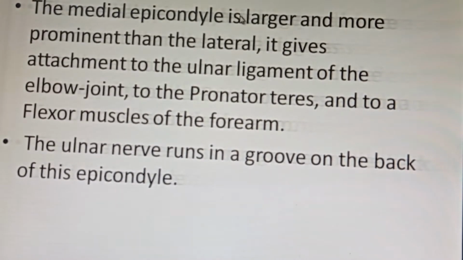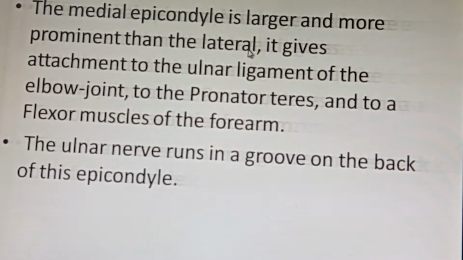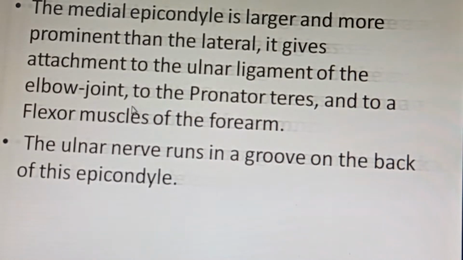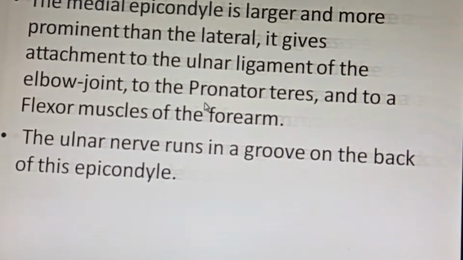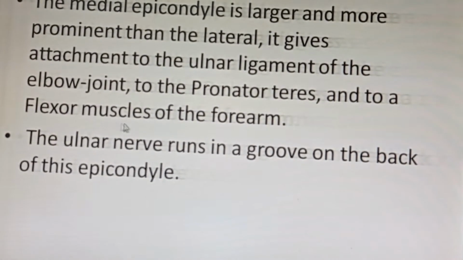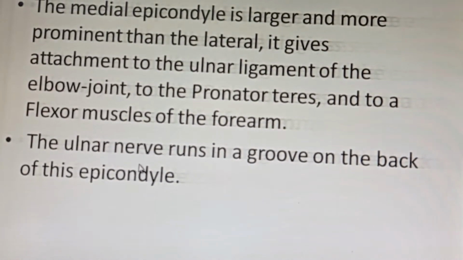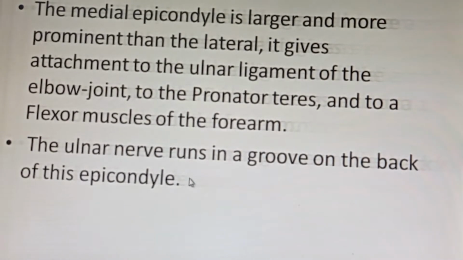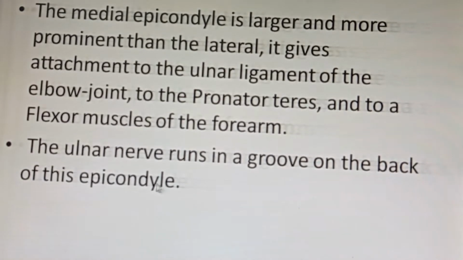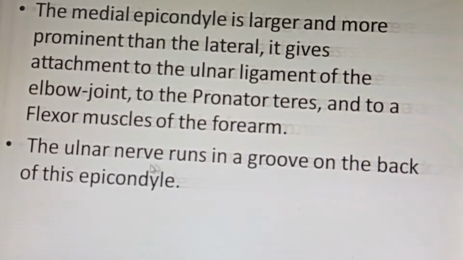The medial epicondyle is larger as compared to the lateral epicondyle. The medial epicondyle also gives attachment to the pronator teres and to the flexor muscles of the forearm. The ulnar nerve runs in a groove on the back of this epicondyle. On the back of this epicondyle, the ulnar nerve passes.